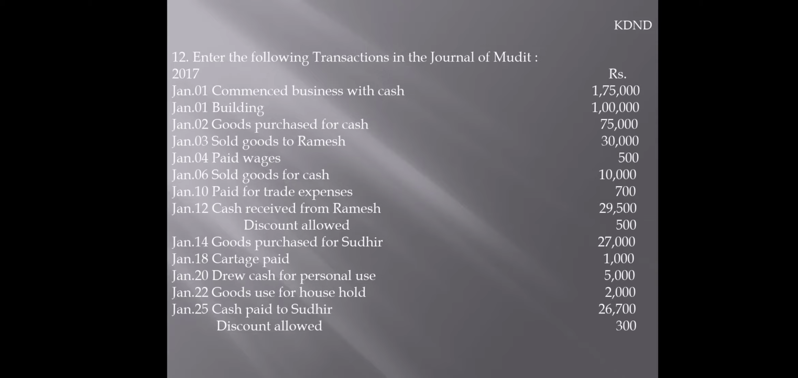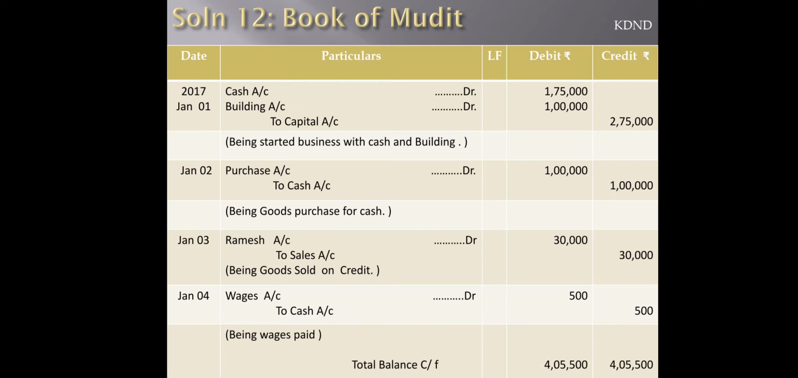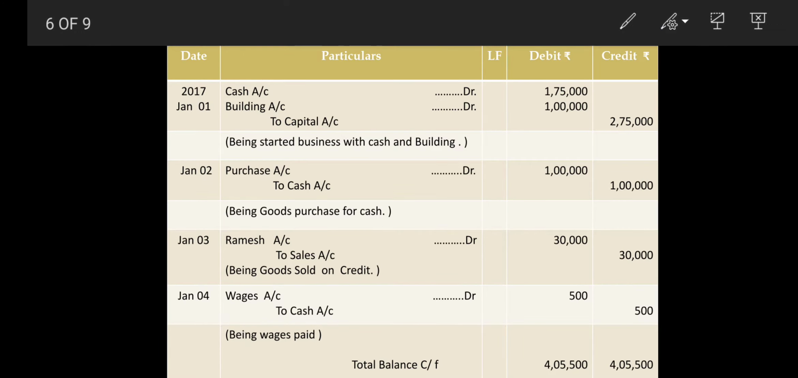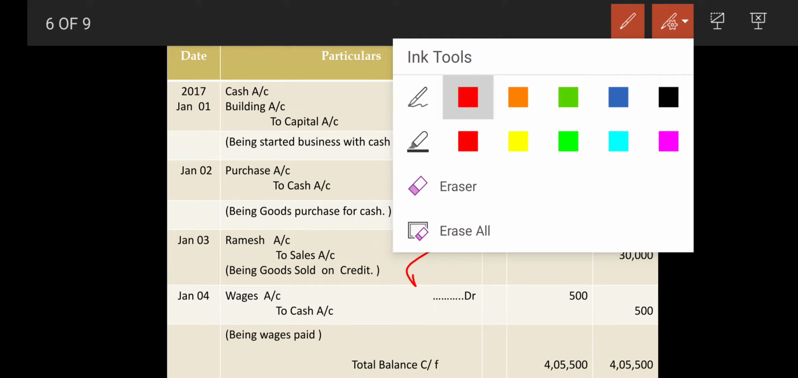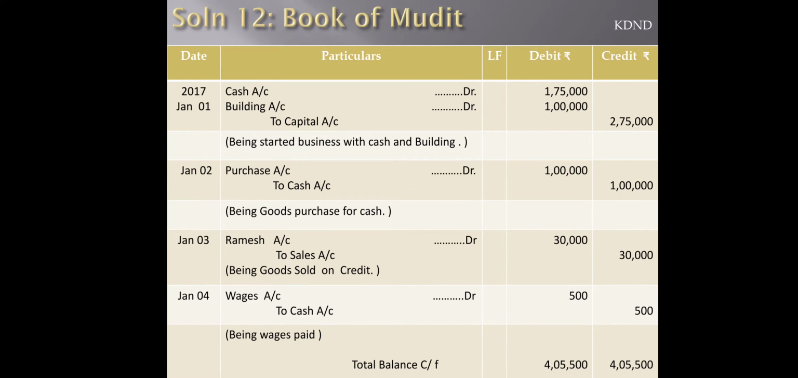So here the transaction will be recorded like this: Ramesh account debit, as the asset increases, to sales. Ramesh account debit to sales. Here goods sold on credit, 30,000. So this way you can understand all these terms very easily.